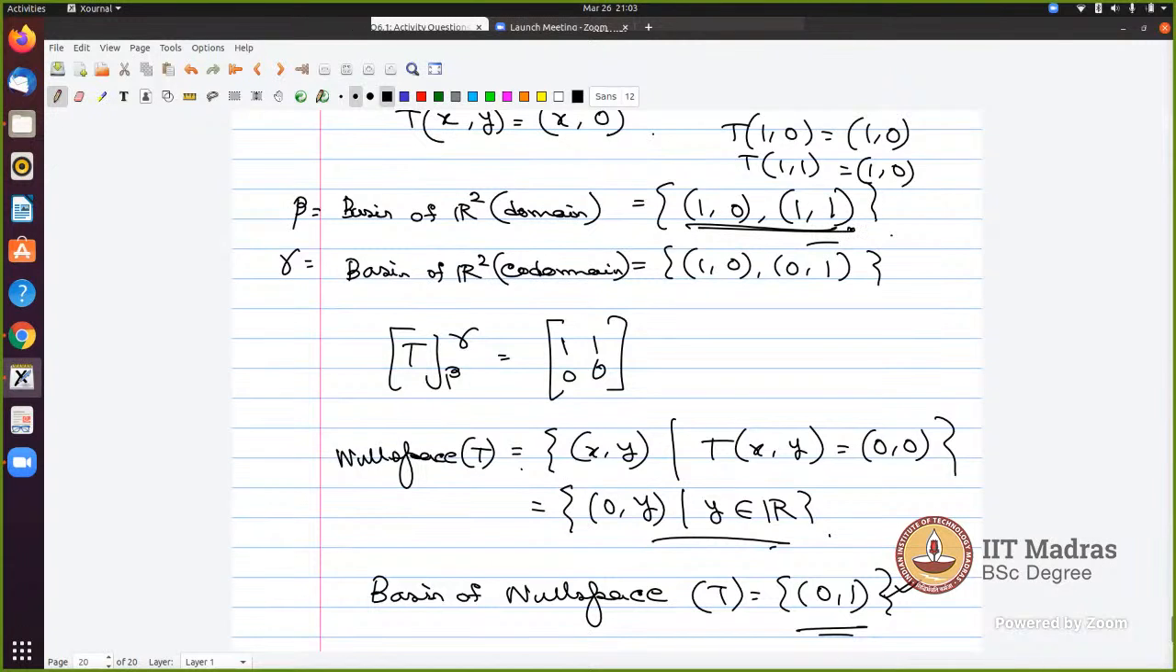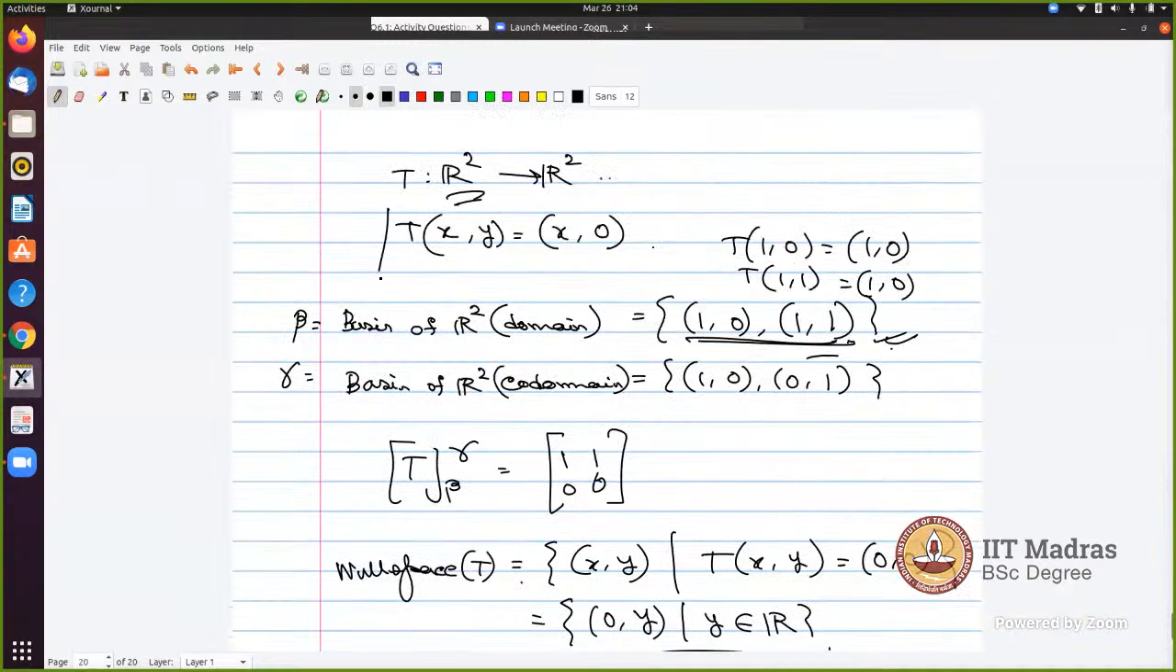Now, what do you want to do here? This null space, the basis of this, we can find independent of whatever basis we have taken here, right? Now suppose we are given only the basis of the domain and the matrix. Then can we find the basis of the null space of the transformation? We are not giving you the transformation, only the matrix, and we are given the basis of the domain.